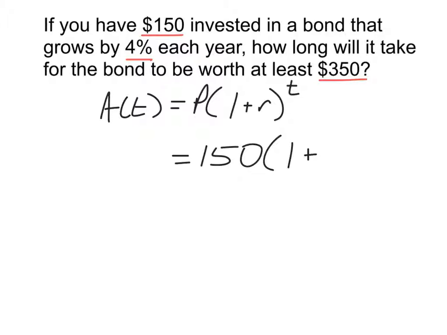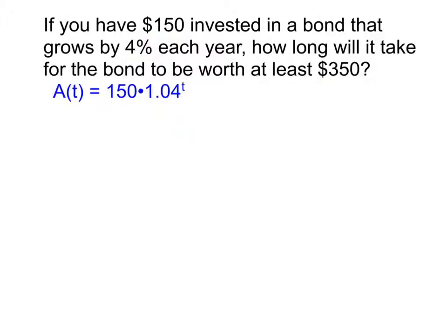What is r here? Now, of course, we've got to be careful, right? It's not 4, but it comes from it. We still have to turn that into a decimal. So yeah, 4 divided by 100 is 0.04. To the power of t, do I know what t is? No. So I know this much. A of t equals 150 times 1.04 to the t, but of course I haven't used one piece of information here, the 350. Where does that go in this?